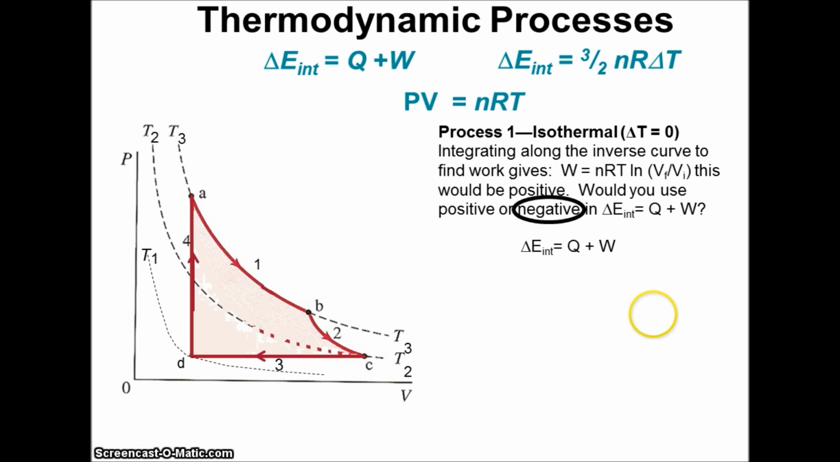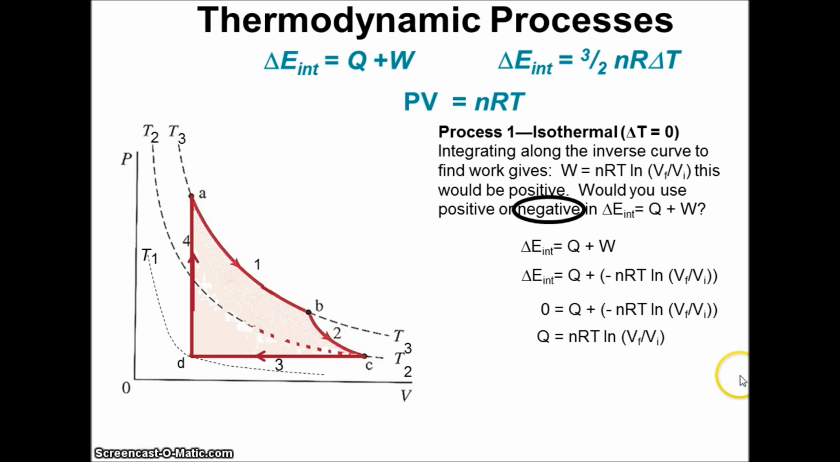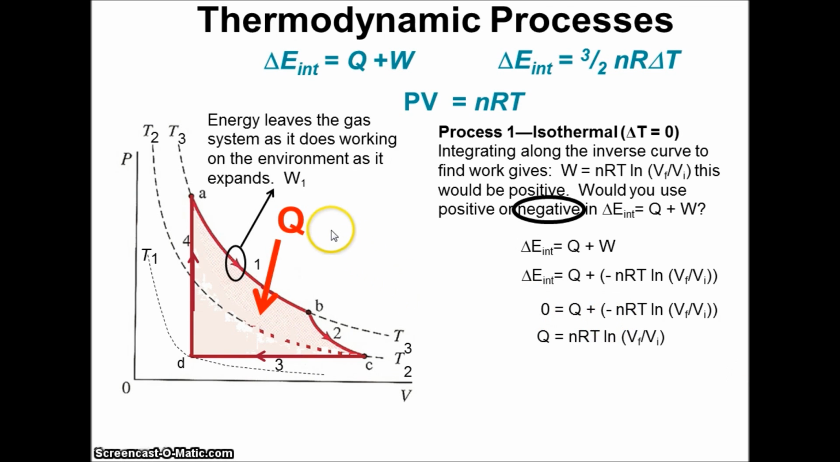So here we have the first law of thermodynamics. We're going to plug in the negative. And don't forget, this was an isothermal process, so there's no change in internal energy. So that would be 0. And that means the heat that was into the system would be the same as the amount of work that went out of the system. So here we have heat coming in across this line into the gas, and we have work, and I call it W1, that's leaving the gas, same amount.